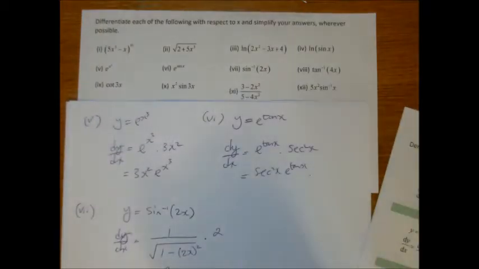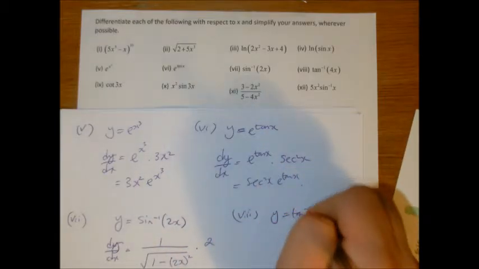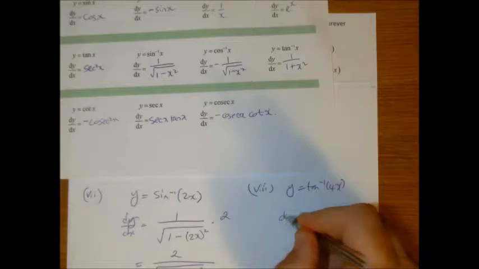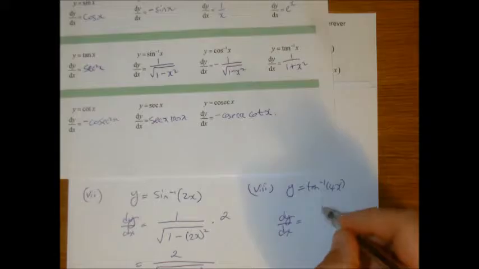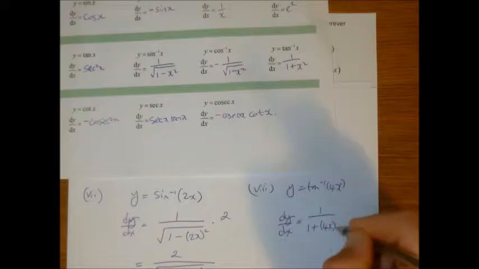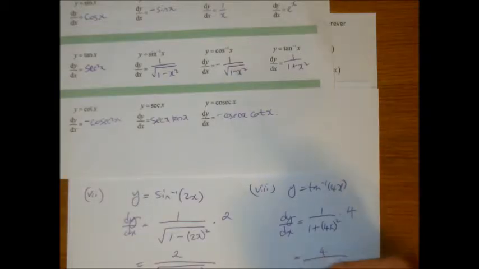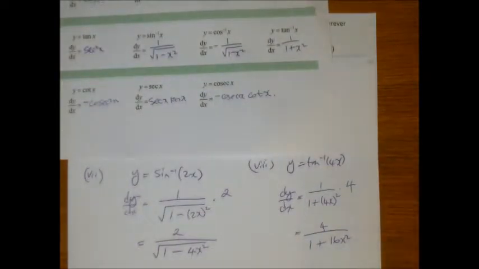Right, so then next part, part 8. Again, we can go back to the formula we used earlier. So dy dx for that, using your formula booklet, because it's in there. Tan to the minus 1 becomes 1 over 1 plus x squared. So in this case, it'd be 1 over 1 plus, and of course, x is replaced with 4x squared, times then the derivative of the inside function, which is 4. So you end up having 4 over 1 plus 16x squared. That's what that simplifies to be.